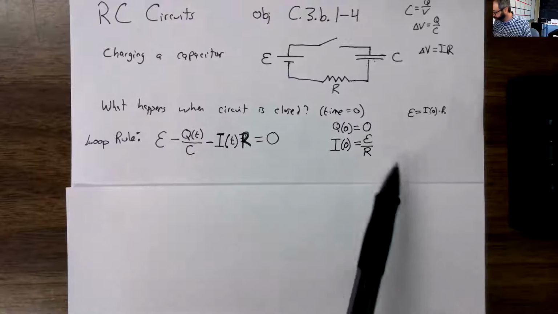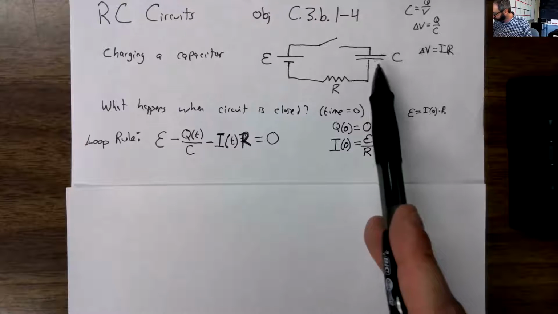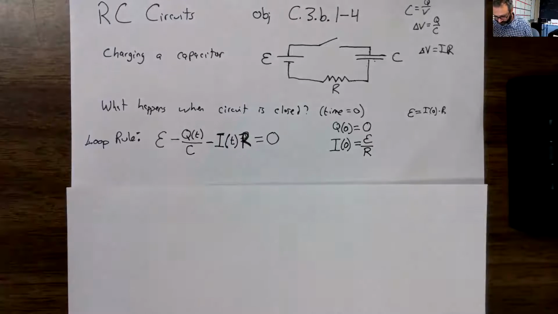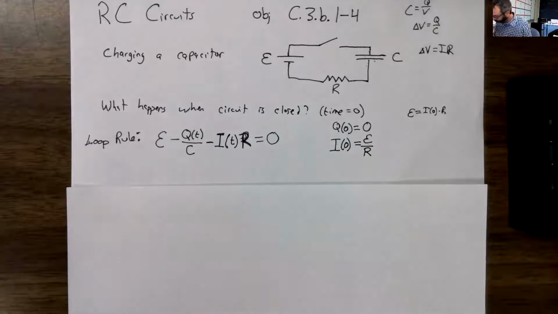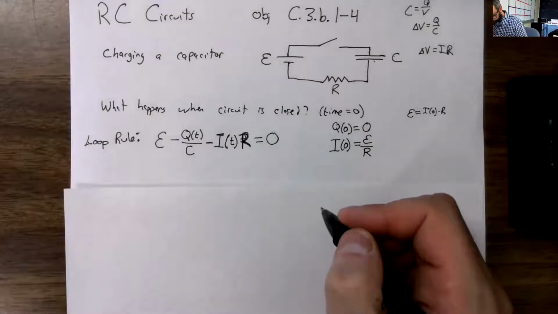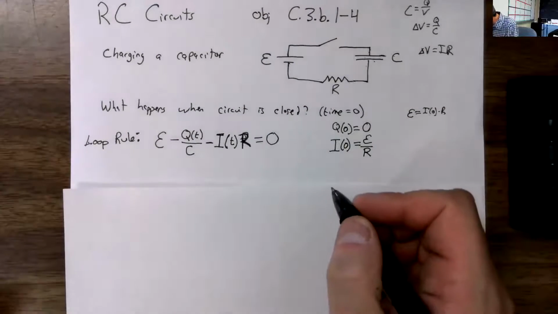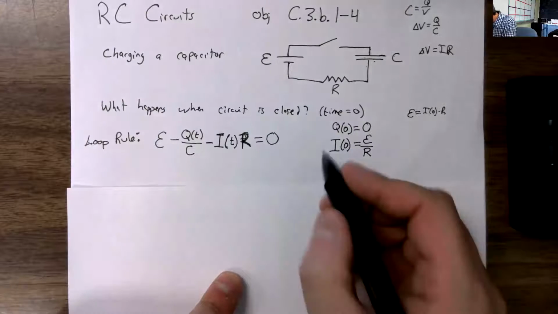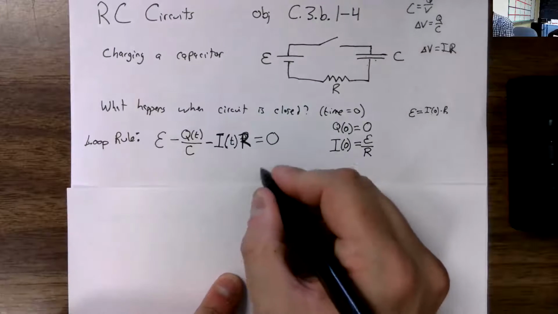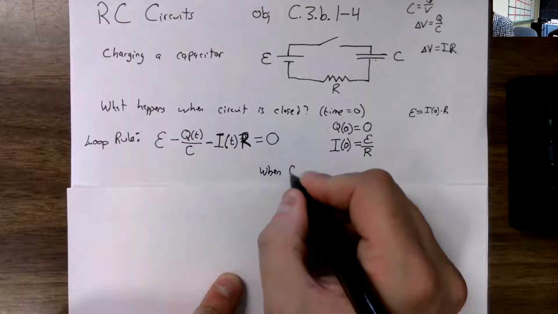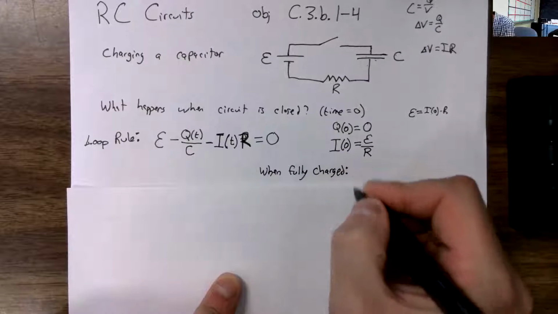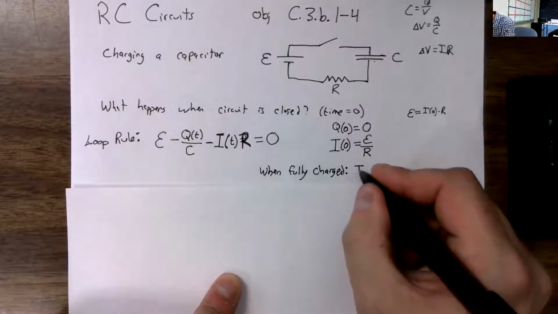And you're absolutely right that as the capacitor charges up, the current's going to die away and become 0, or really we'll see it asymptotically approaches 0. All right. So that's worth taking a look at before we figure out what the formula is for Q of t and I of t. We can say that when fully charged, the current's going to be 0.